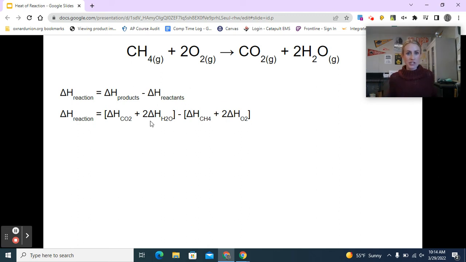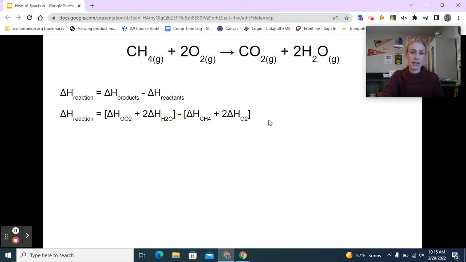Because of our balanced equation. So remember, this delta H enthalpy is in kilojoules per mole, which means that per 1 mole, that's how much energy it requires to be made, or energy that's released when this thing is made. So because there's 2 moles of water here, because of that coefficient of 2, you have to make sure that you are multiplying your delta H of H2O by 2 as well. So whatever their coefficient is, you want to be multiplying that in your equation, minus the delta H of the reactants, which of course is delta H of methane. It's just one of them because the coefficient is 1 here, plus 2 times the delta H of oxygen.